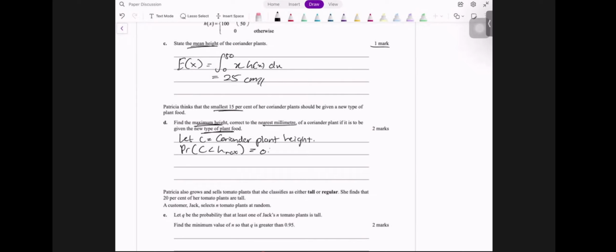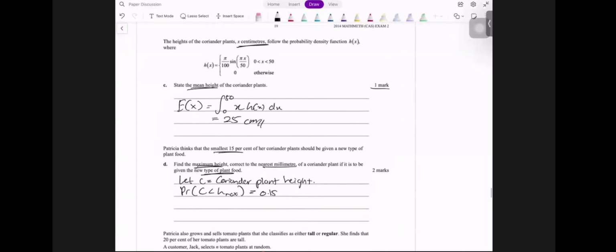So you basically put this into your function, so you would integrate from 0 to H max of h of x dx, which would equal 0.15. So your H max is equal to 12.659 centimeters. The question is asking for the nearest millimeter, so your H max is equal to 127 millimeters.